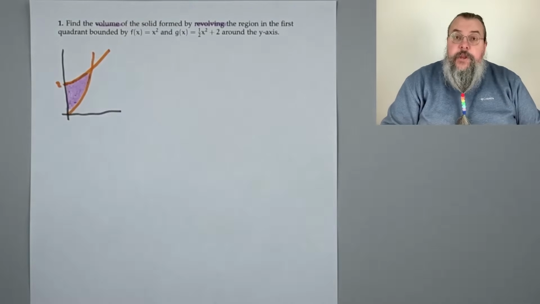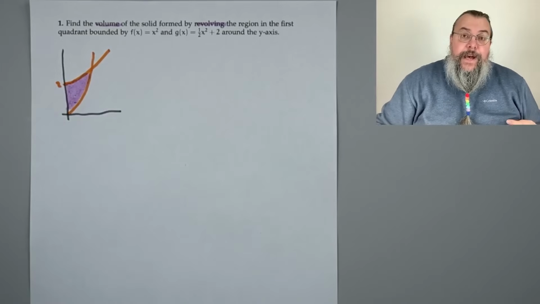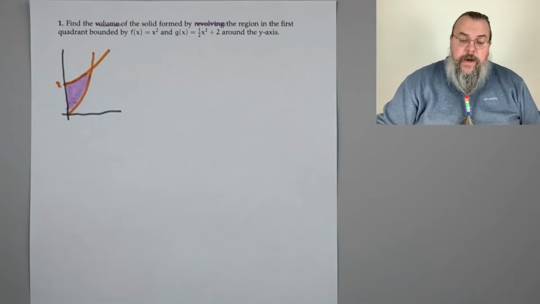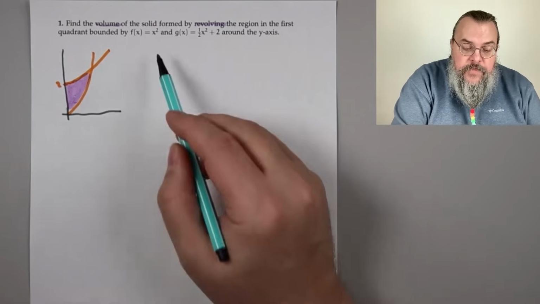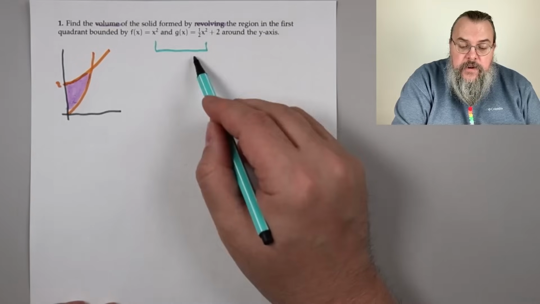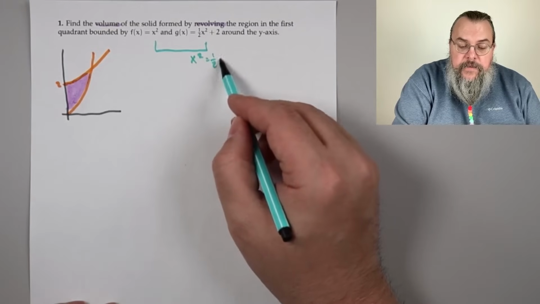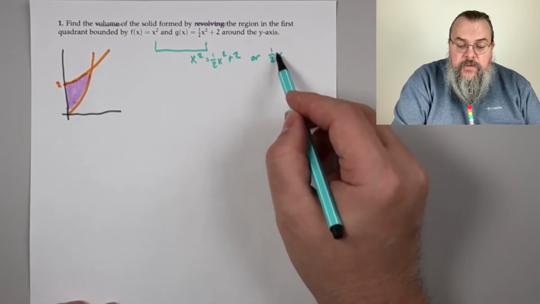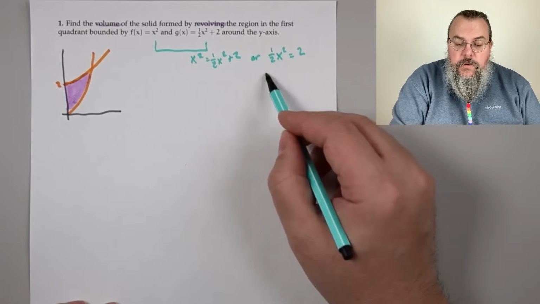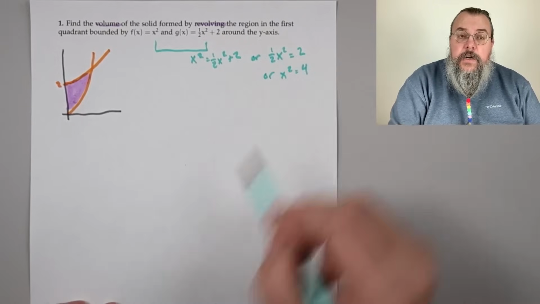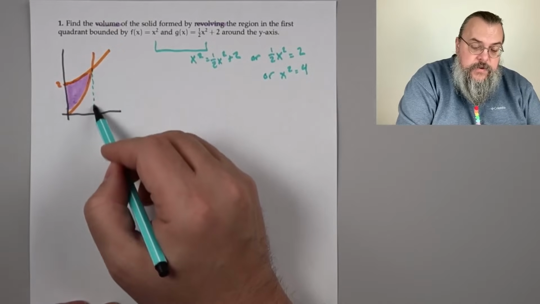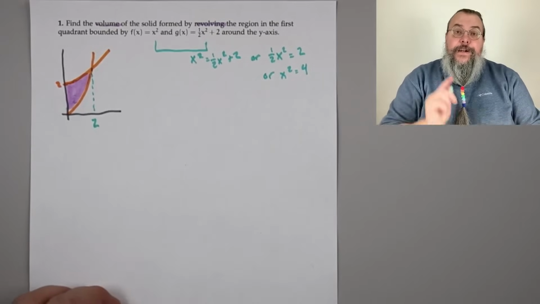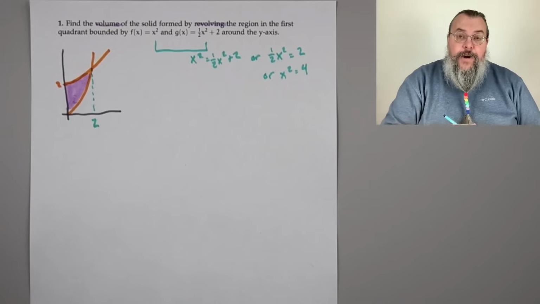Now, one of the things we're going to need to do at some point, we'll do it right now, is where does that intersection occur? To find it, you set the curves equal. So, okay, does x squared equal a half x squared plus 2, or does a half x squared equal 2, or x squared equals 4. Well, in the first quadrant, that happens at 2.